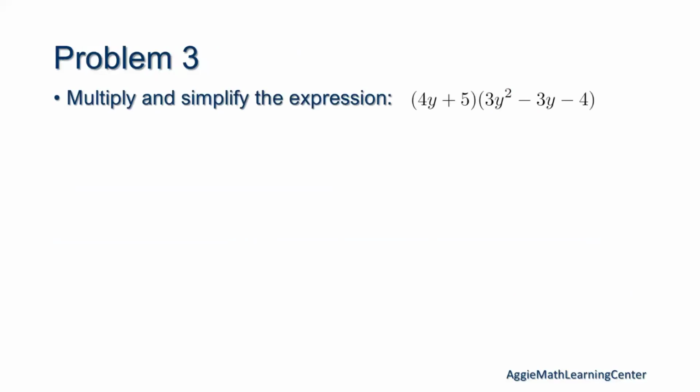Okay. First problem. We're going to multiply and simplify this expression. How would you start? Well, you just distribute the 4y to the 3y squared and then the negative 3y, 4, and then you just do the same thing with 5. And then you're going to combine like terms after, whether it's an addition or subtraction. Beautiful process. Yeah, you got it.